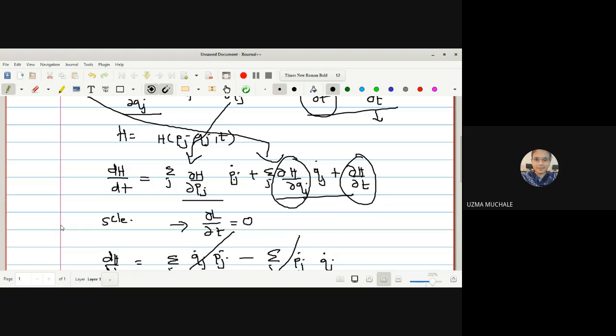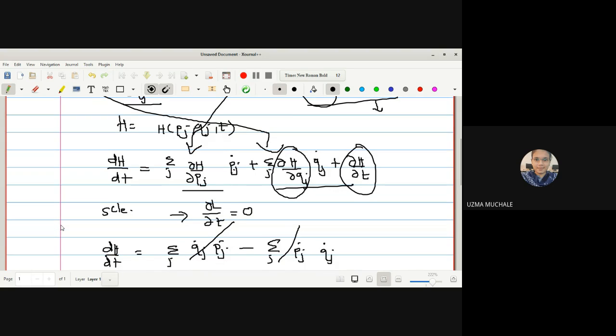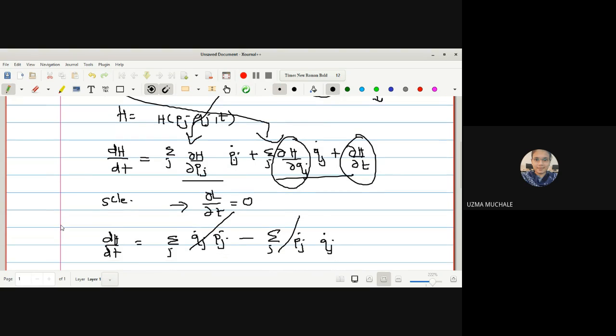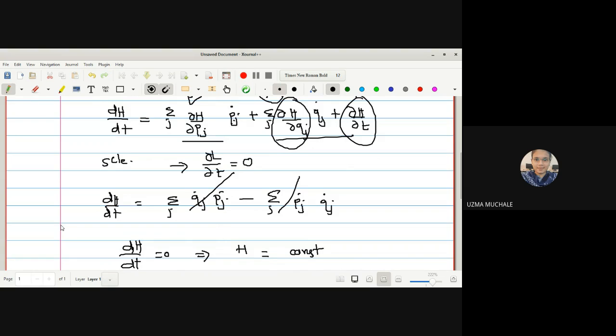Next is dh by dt. We can write down summation over j dou h by dou pj into pj dot plus the next term, which is the derivative with respect to qj and the derivative of qj with respect to t. Here also you can take the help of those Hamilton's equations, the first, second, third, all of this.